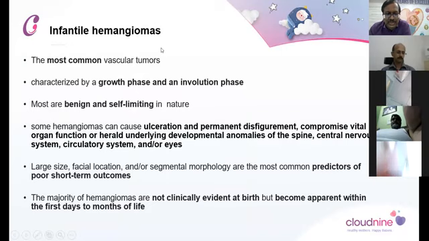So infantile hemangioma is the most common tumor, which has a growth phase and involution phase. Most of them are benign and self-limiting. Sometimes if it is big, it may get ulcerated or cause disfigurement, and it may compromise vital functions, especially if it is on the face, near the eyes. What are the bad predictors? If it is large in size, if it is on the face, and the segmental morphology, then it may not respond to the treatment. The majority of hemangiomas are not evident at birth. They will appear after a few days to months.